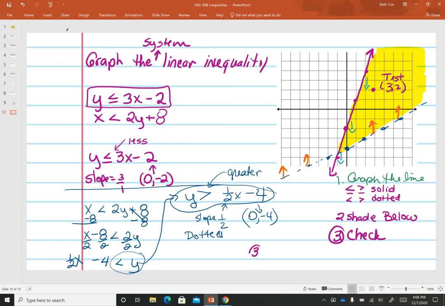So for my check part, if I do 2 is less than 3 times 3 minus 2, well, yeah, 2 is less than 7, so it checked that point. Do the other one: is 3 less than 2 times 3 plus 8? Well, yes, 3 is less than 6 plus 8, which is 14, so it checks. So I have the correct section shaded.